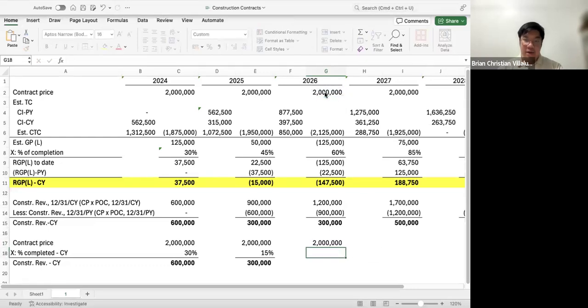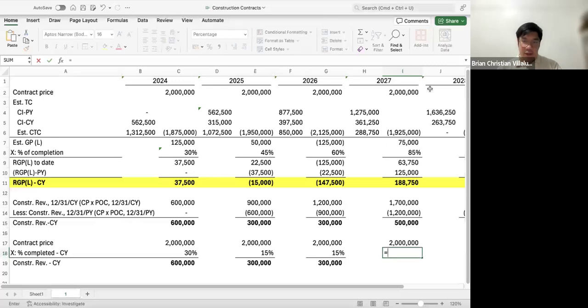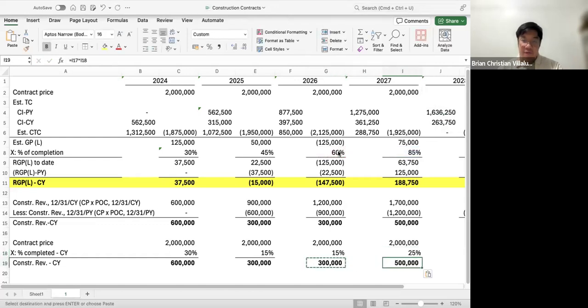Again, 2026 contract price is 2 million, then 60 minus 45, we have 15%. So still your contract or construction revenue is 300,000. Okay? Next. 2027, ganun ulit. So, 85 minus 60%. So, that would be 500,000. Same? Yes.